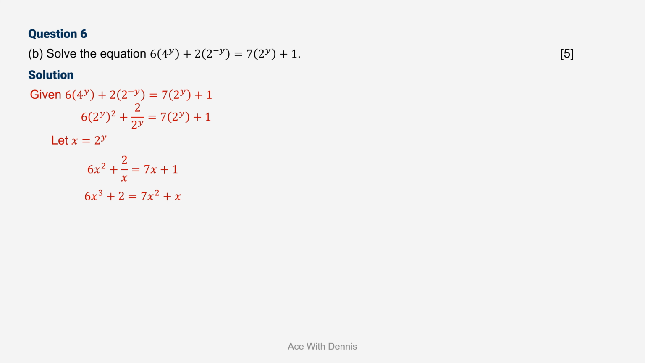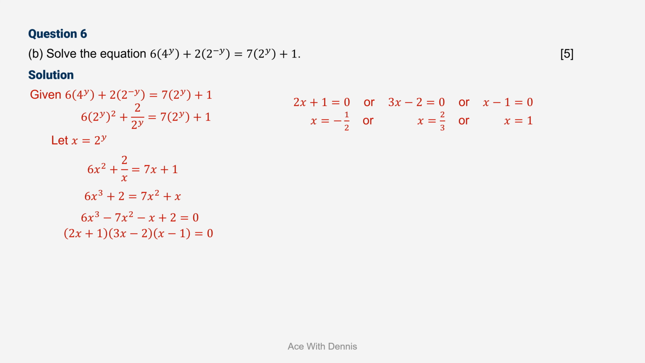After that, we move everything to the left hand side. We will have 6x cubed minus 7x squared minus x plus 2 equal to 0. This cubic equation, we know that it can be factorized from part A. So it becomes 2x plus 1 times 3x minus 2 times x minus 1 equals 0. Hence, 2x plus 1 equal to 0 or 3x minus 2 equal to 0 or x minus 1 equal to 0. Therefore, x is negative half or x is 2 over 3 or x equals 1.